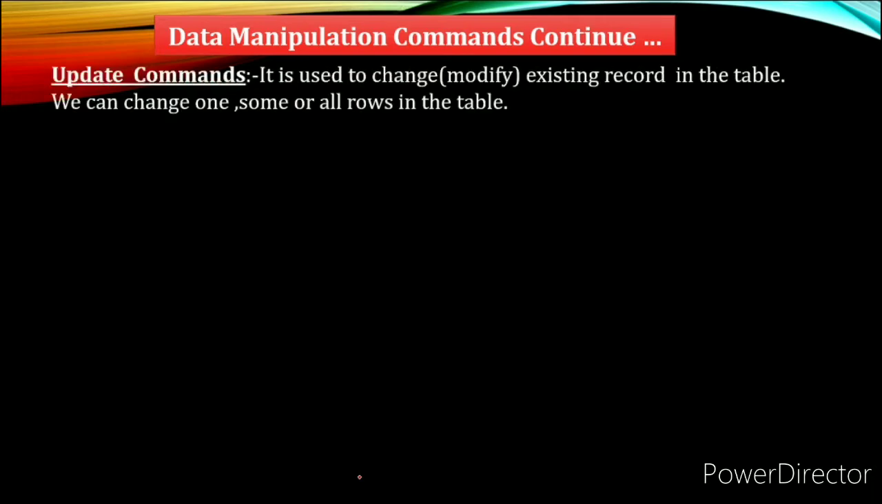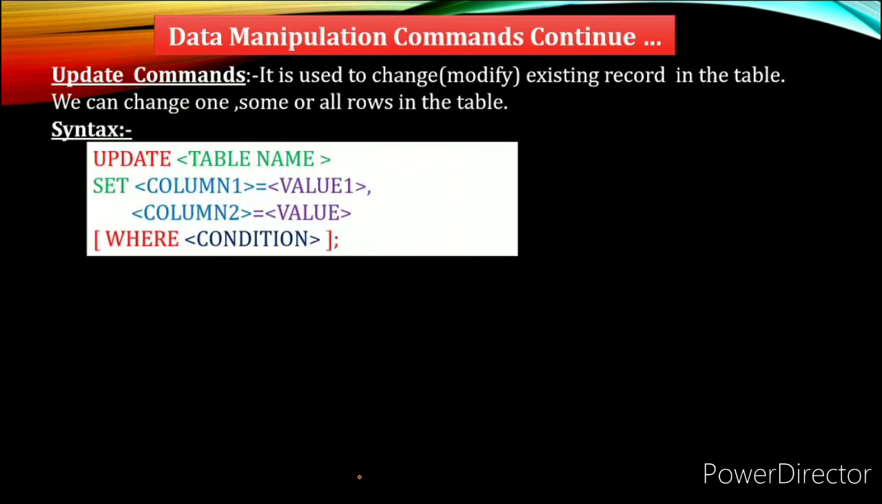The next command is the update command. Update command is used to modify or change existing data present in the table. The syntax is: update table name, then the set keyword, then the name of the column in which you want to modify the value, equal to the new value. Then put a comma, then the name of the second column equal to the new value. You can modify one or more columns at a time.